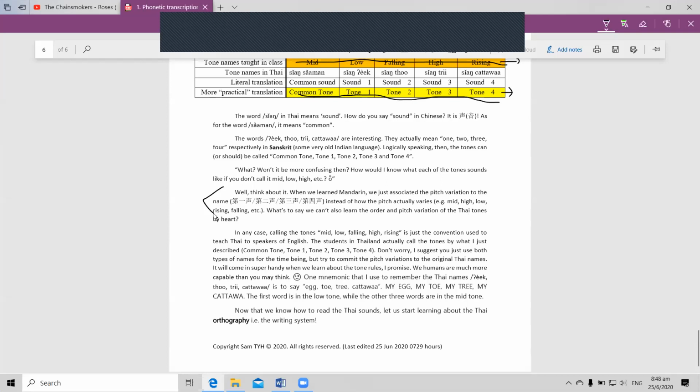So if we keep on saying this, ma, ma, ma, ma, ma, 5 sounds, we will automatically associate the first sound, like ma, the first pitch variation, as the common tone. And then the second one as tone 1, which is the low tone. And then tone 2 is the falling tone, and so on. You will slowly get used to the associations between the name and the pitch variation.